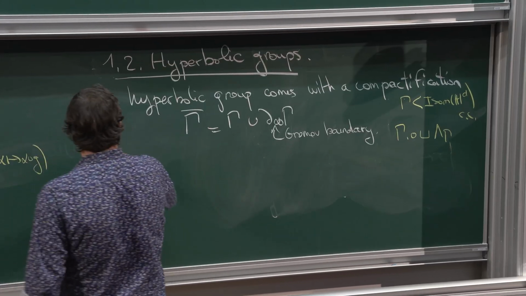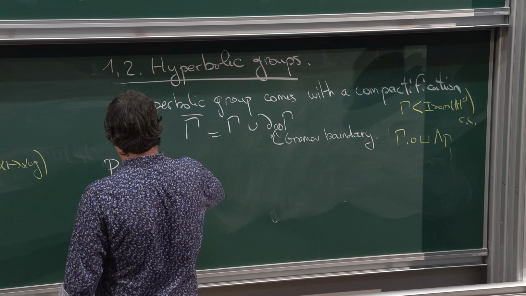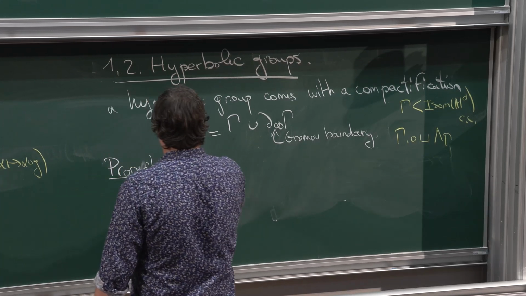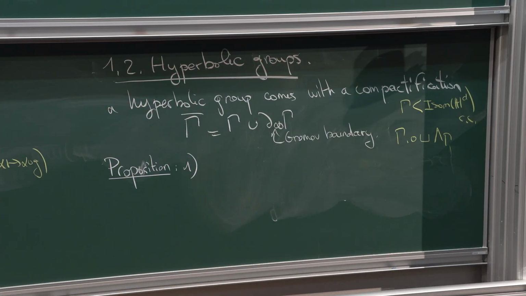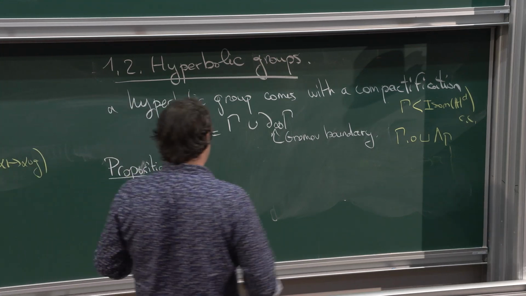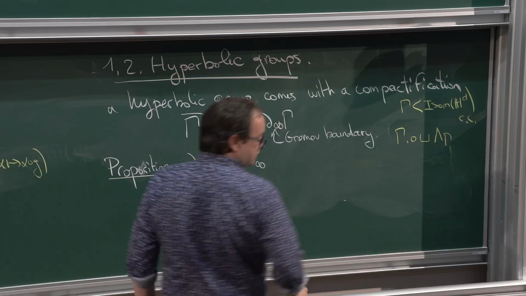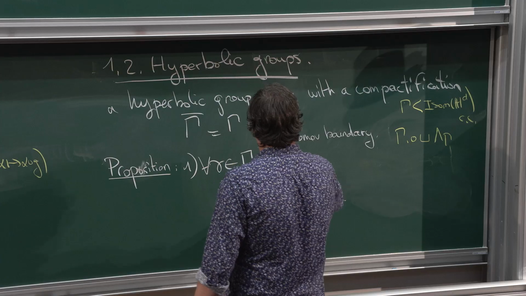And the properties of this action that we'll use over and over. The first one would be that if you have an infinite order element in your group, then it has exactly 2 fixed points in this boundary. So I'll use gamma infinity to mean infinite order elements.